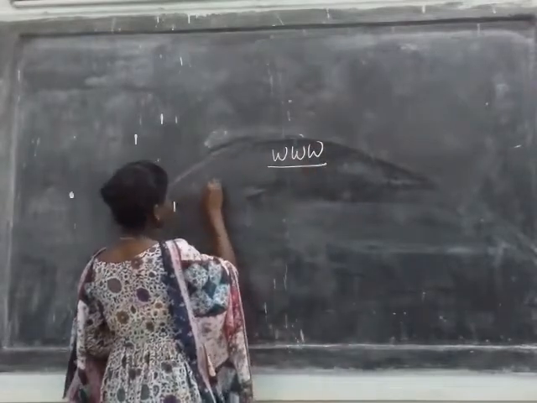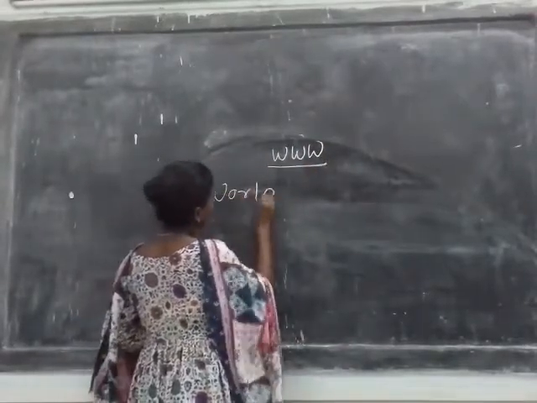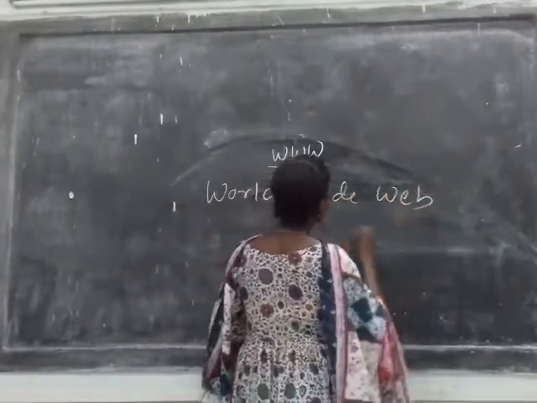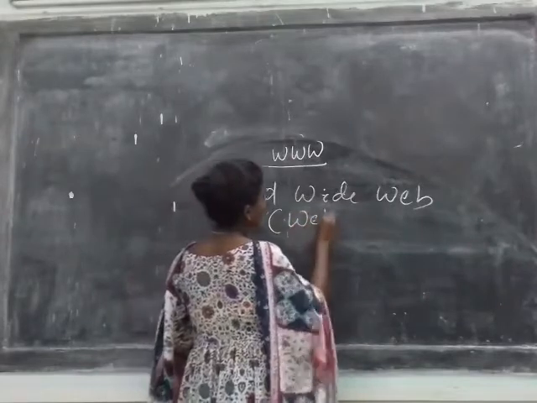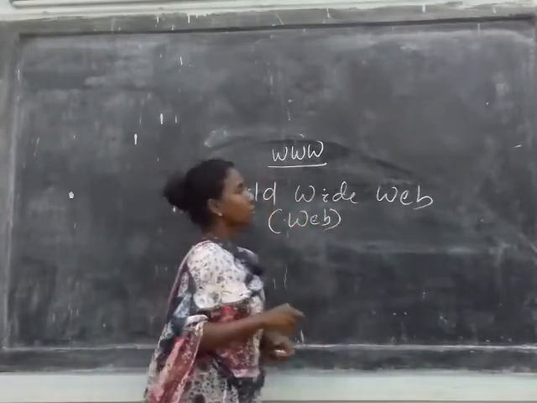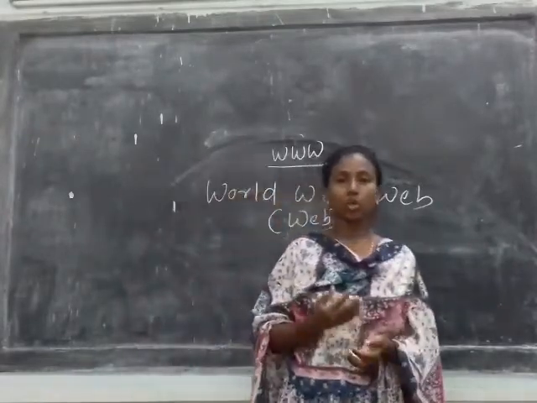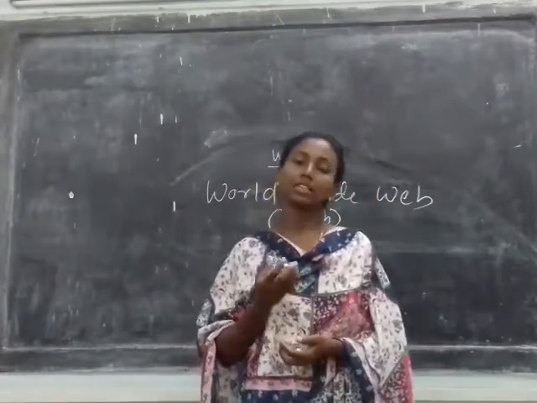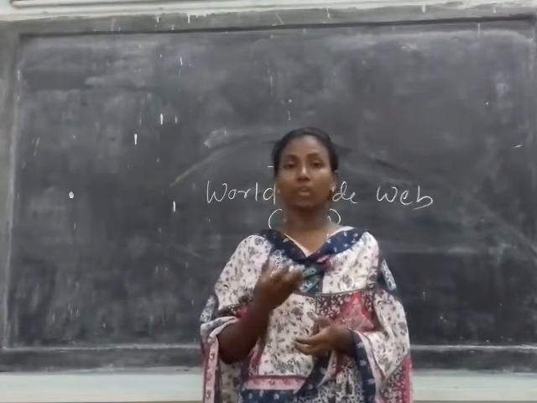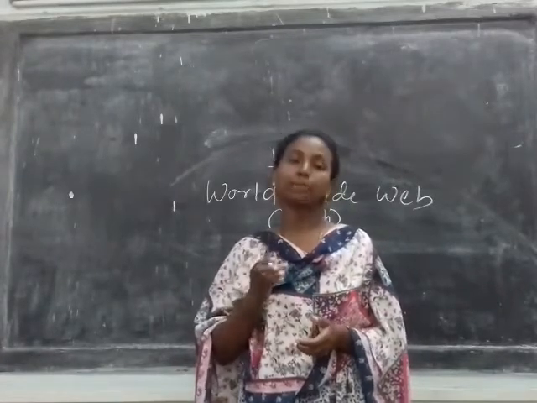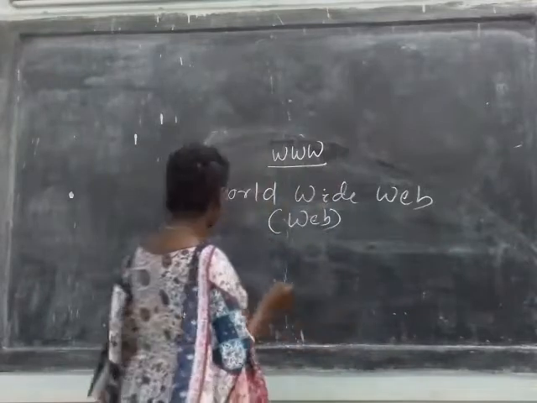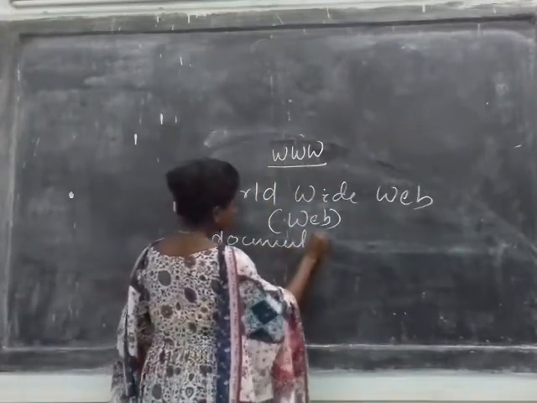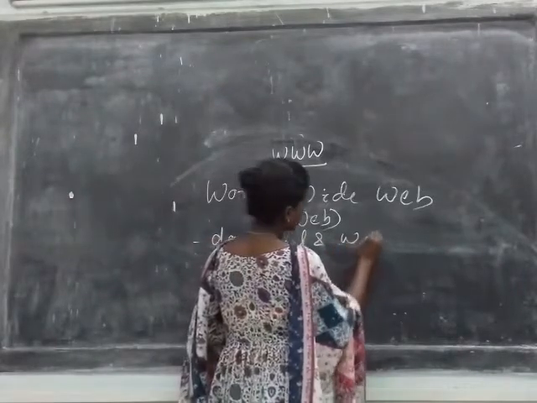www stands for world wide web. Okay, you can also simply call this the web. So the World Wide Web is also called your information system, which has documents as well as some main resources, and they can be identified by the URL. It has documents and some main resources.